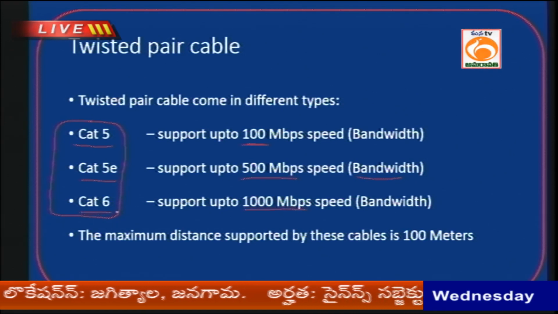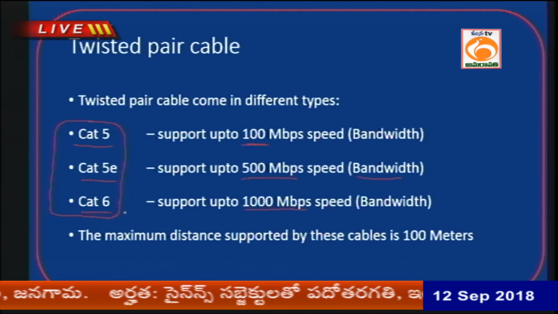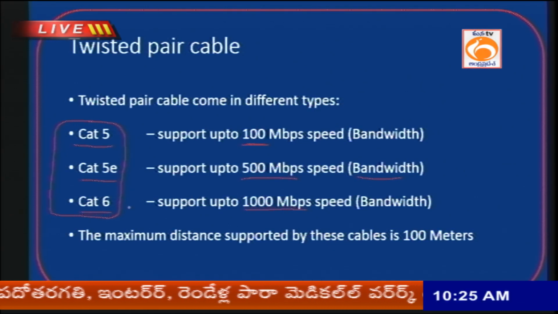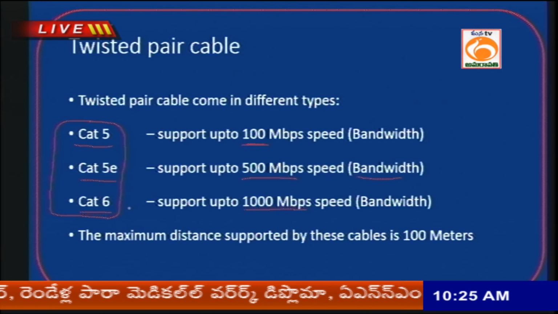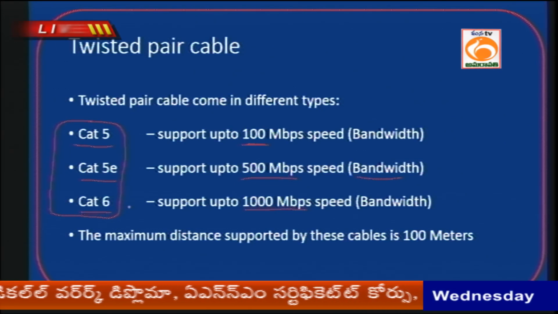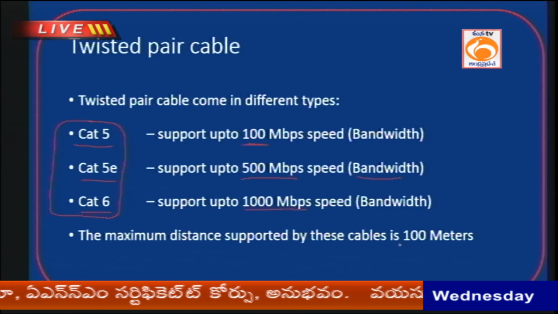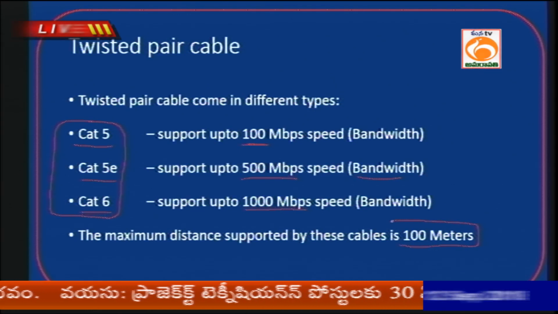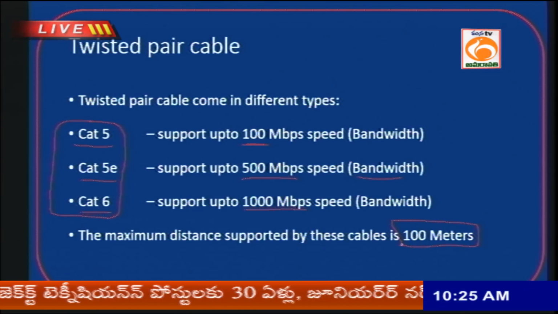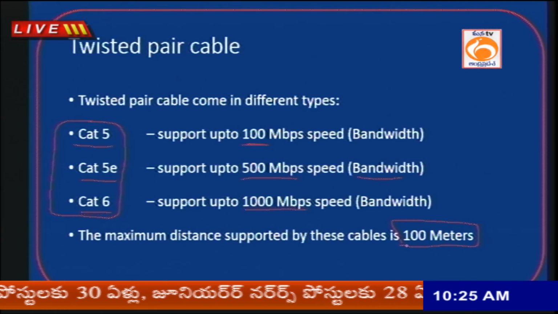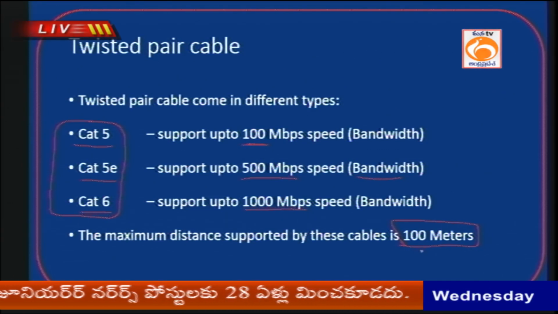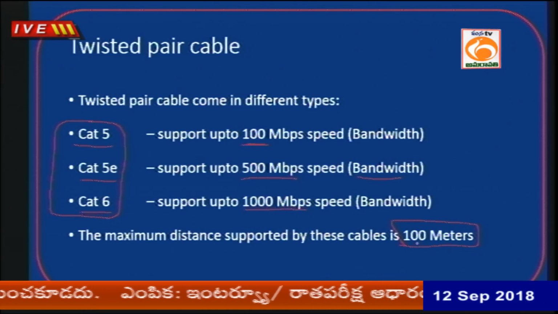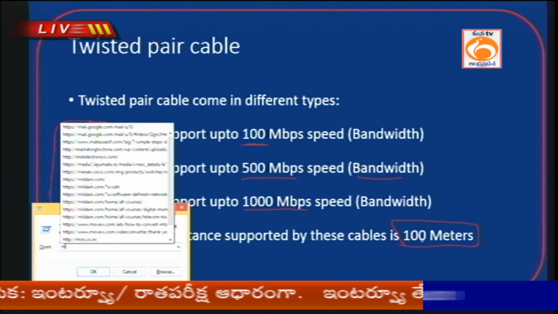But they have a limitation: the distance between the computer and the switch, the distance between the server and the switch, the distance between the network printer and the switch cannot exceed 100 meters. So, when we use this twisted pair cable, there is a limitation of distance, and the maximum distance supported is 100 meters.